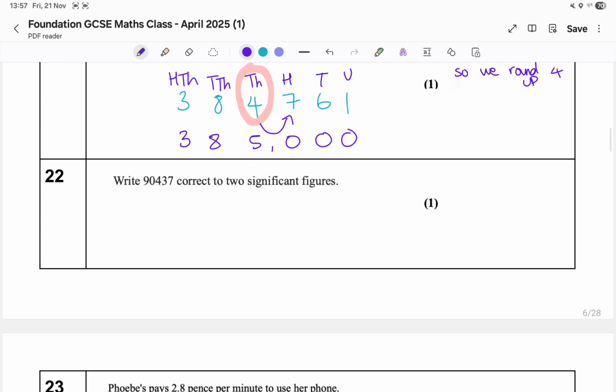Question 22. Write 90,437 correct to two significant figures. So remember, the first significant figure is going to be 9, 0 second, 4 third, 3 fourth, 7 fifth. With significant figures, you can have zeros in the middle of whole numbers, but you can't start with zeros.